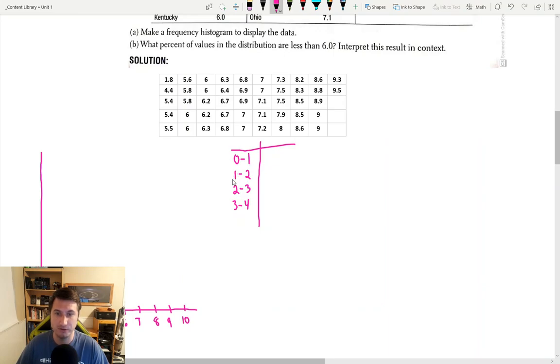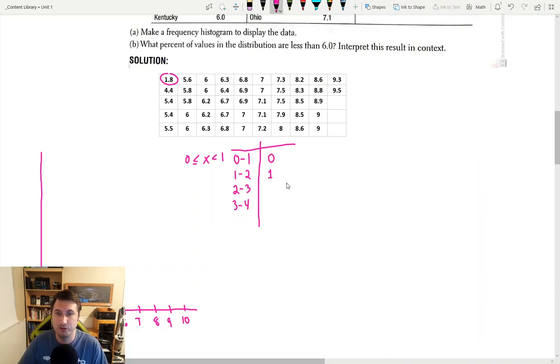The next one will be from 1 all the way up to 1.999999, anything less than 2. Yes, I could use inequality symbols here. You could write x is greater than or equal to 0, but less than 1, non-inclusive. You could write it that way. So I'm going to count all the ones between 0 and 1. There is nothing, so that bar will be 0. How many between 1 and 2? That is just this one. So there is one piece of data in that bin.